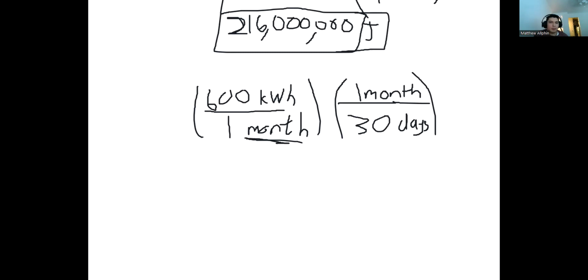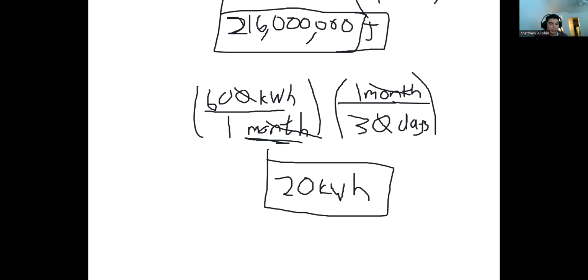Since this is on bottom, I divide 600 divided by 30. Well, this month cancels that month. We do 0 cancel with that, and then 60 divided by 3 is just 20 kilowatt hours. And that's my average, and that's 20 kilowatt hours per day. That's what that means.